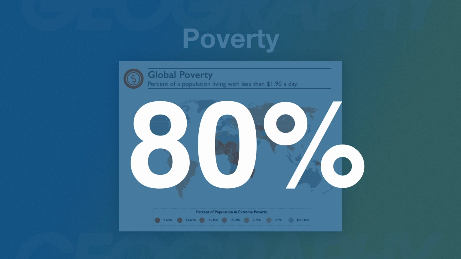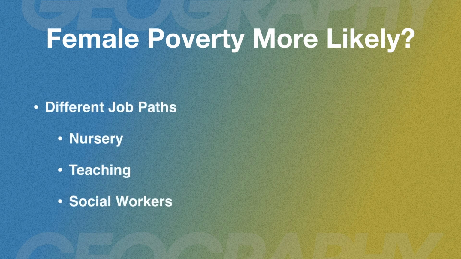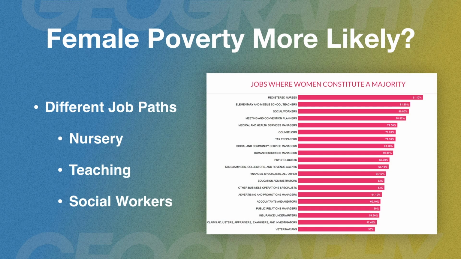80%. Now, the IB likes to say that women are more likely to live in poverty. But let's put some thought to this. First of all, women do enter different careers. They become nurses, teachers, and social workers more often than men. And if you look at the chart here, a lot of the jobs are innately lower paying. Therefore, there is no pay gap.